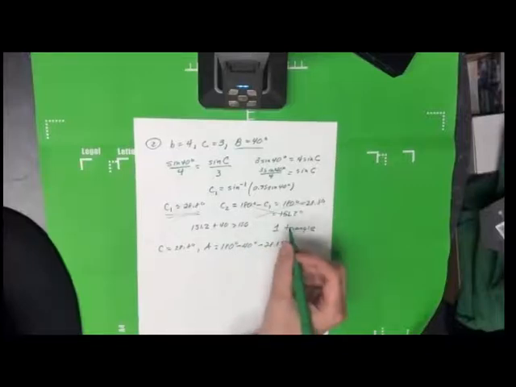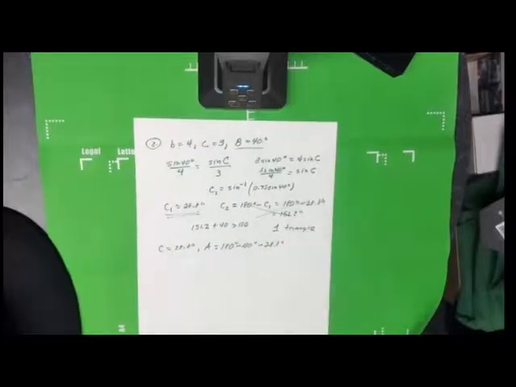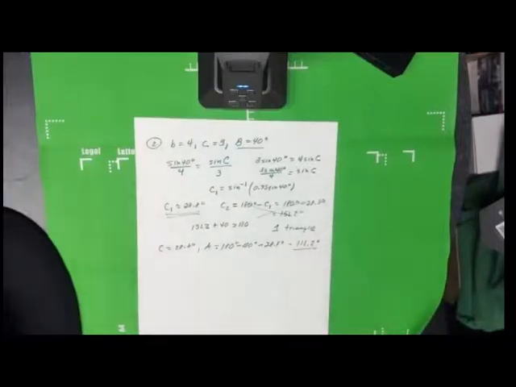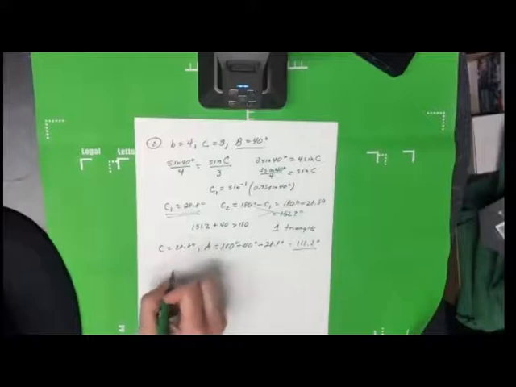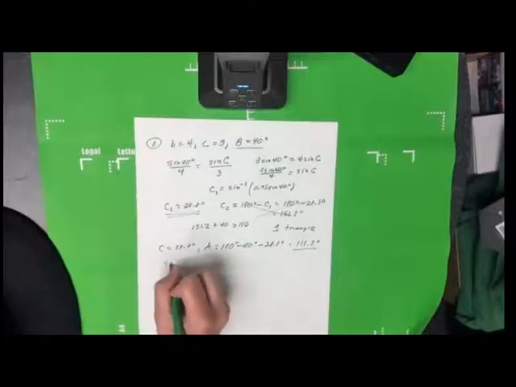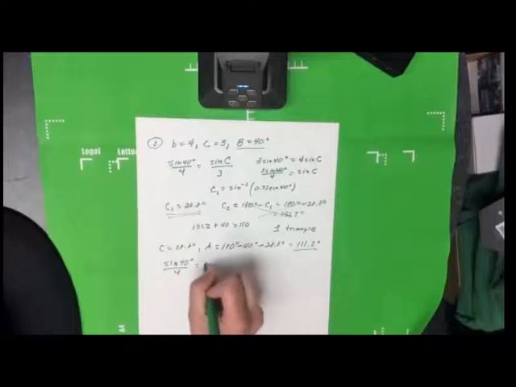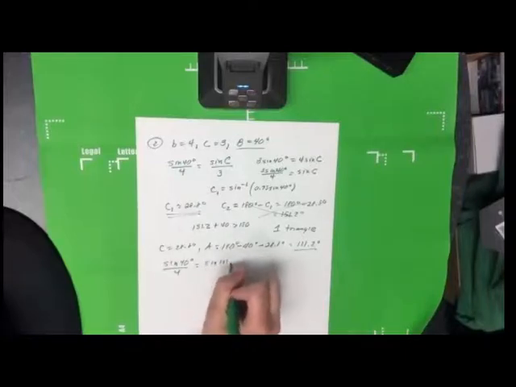Okay, so that works out as being 111.2. Then, as far as what remains to find, we need to find side A. So sine of 40 is to 4 as sine of 111.2 is to side A.